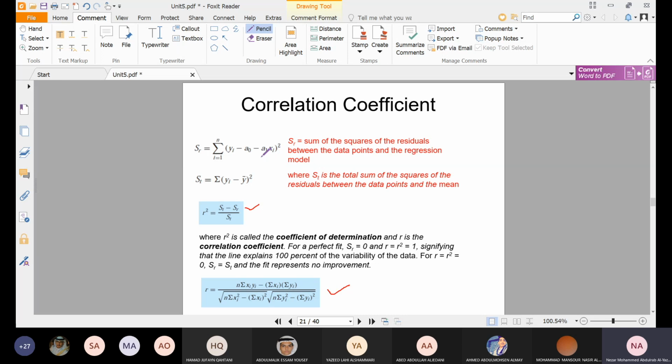If R square is equal to 0, that means there is no improvement over the simple criterion of representing the data by its mean value. So we need to improve it or use another criterion. Usually S sub R quantifies the spread of the data about the best fit line, and S sub T quantifies the spread of the data about the mean.